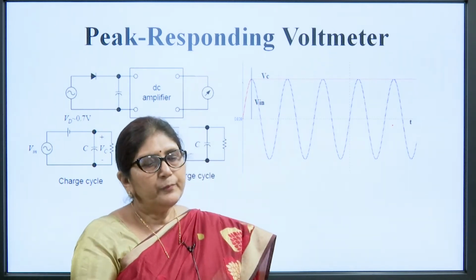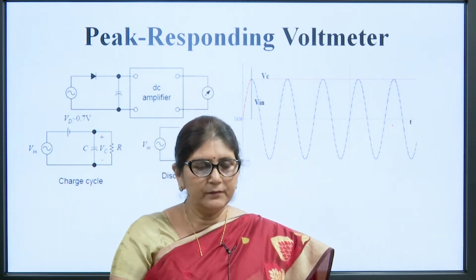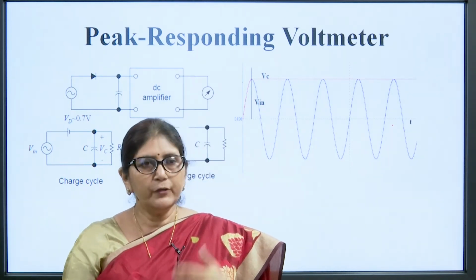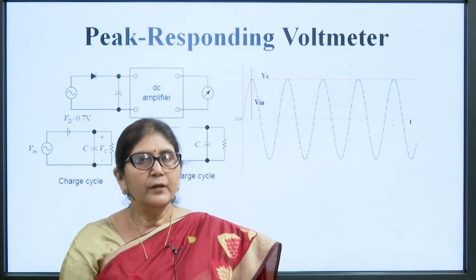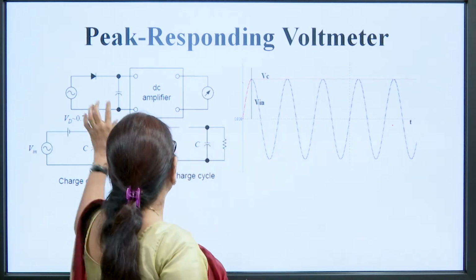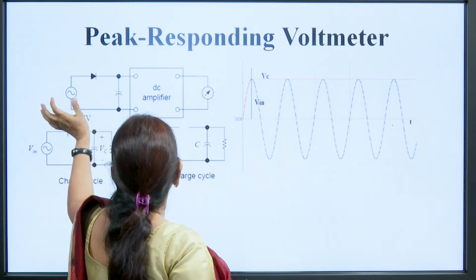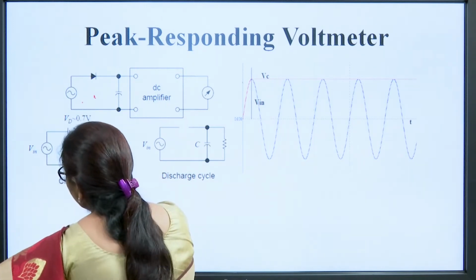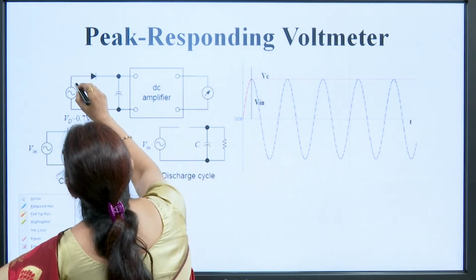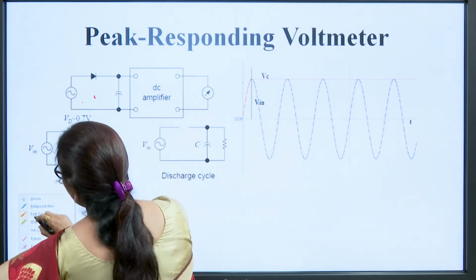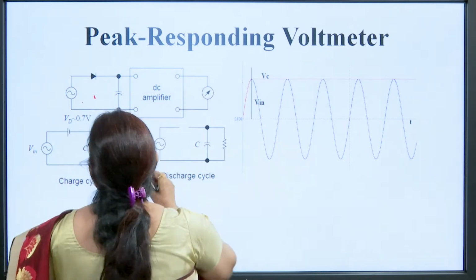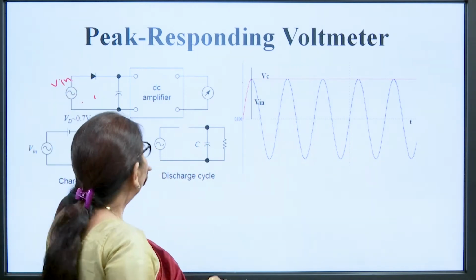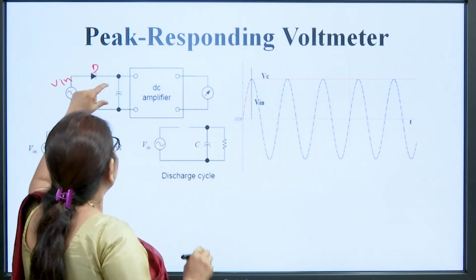Similarly, suppose we want to measure the peak of any signal. We do not want to measure the average value or the RMS value of a voltage, we want to measure the peak value of the voltage. Then we will place a capacitor over here. This is the input signal that we want to measure, suppose V input. It is applied through a diode D and there is a capacitor.